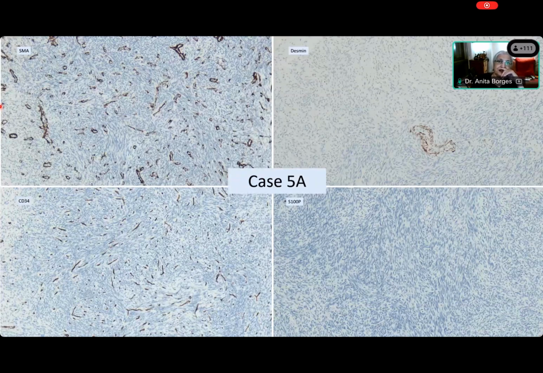Now let's look at 5A. Come on, read this now. I'm showing you the immunos. SMA. The cells are negative. Very good. What is positive? The vessels. Yeah, so it's an internal control. Very good. Vessel walls are positive.